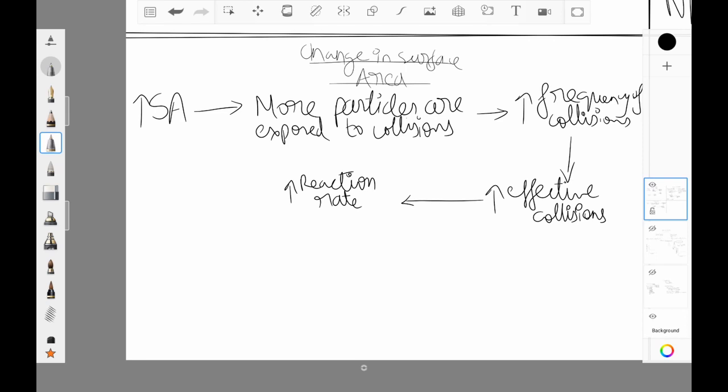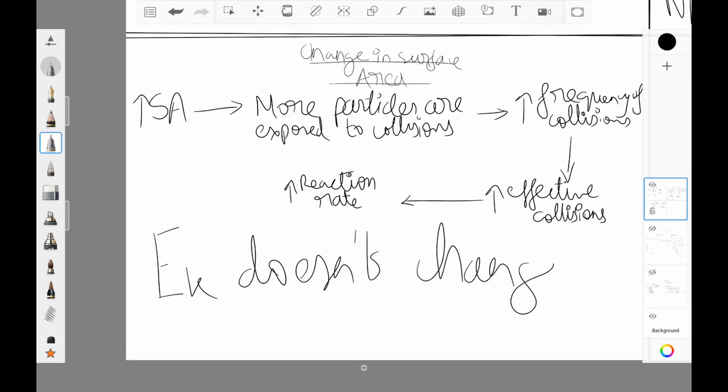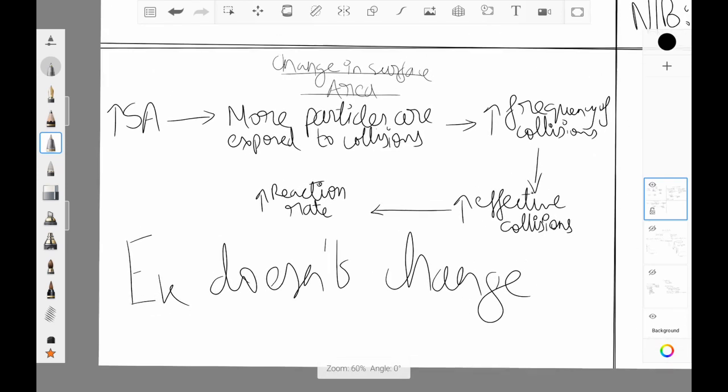So the theory behind this is that when I increase the surface area of reactants, so using them in a powdered form for instance, more particles of that element are exposed to collisions at once. And this causes the frequency of collisions to increase along with the number of effective collisions, and so the reaction rate increases. Again, the energy of the particles still remains constant. EK, or the kinetic energy, doesn't change. So that's change in surface area.